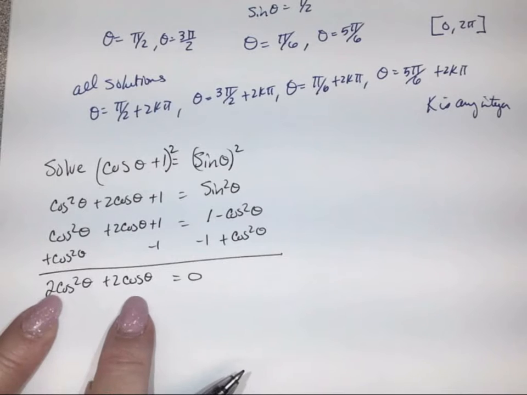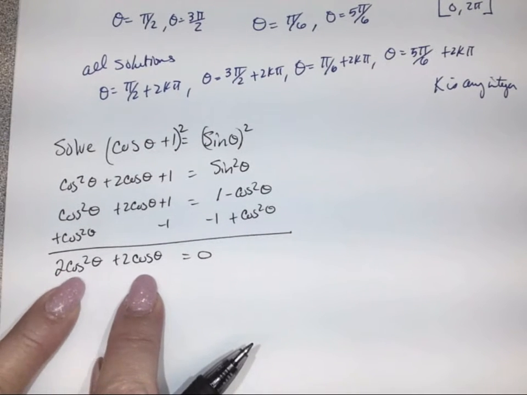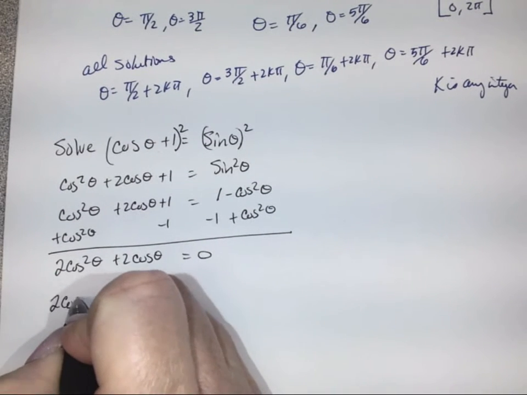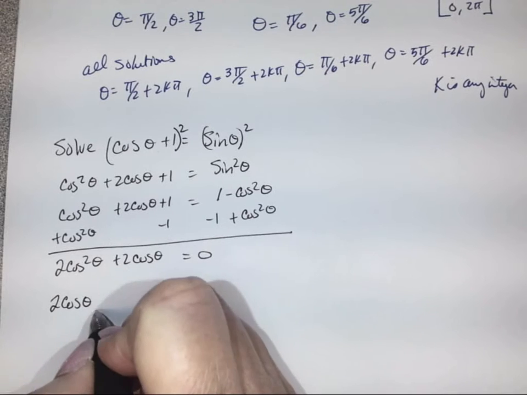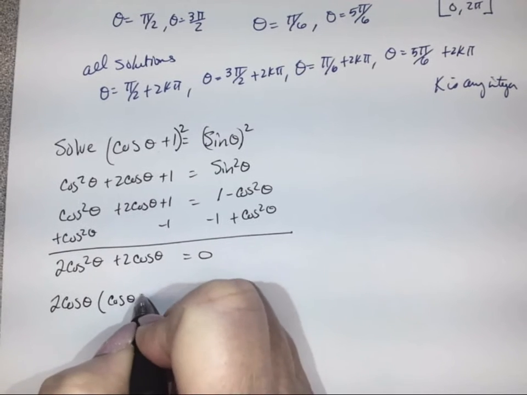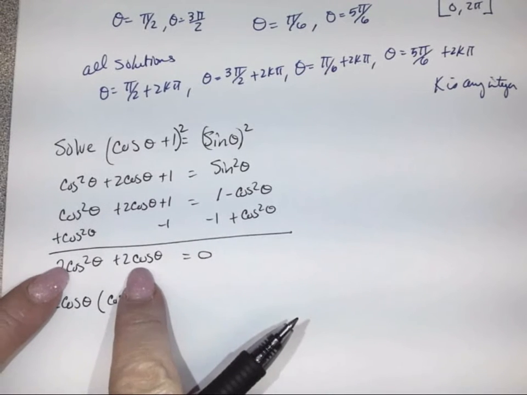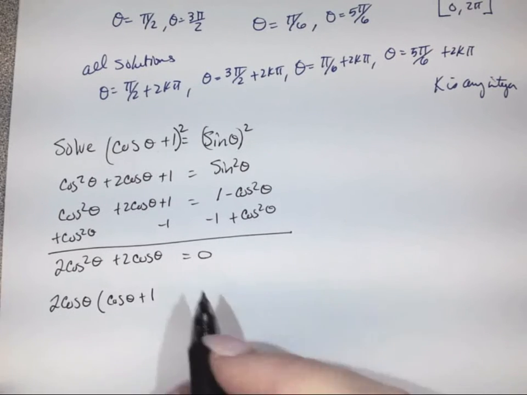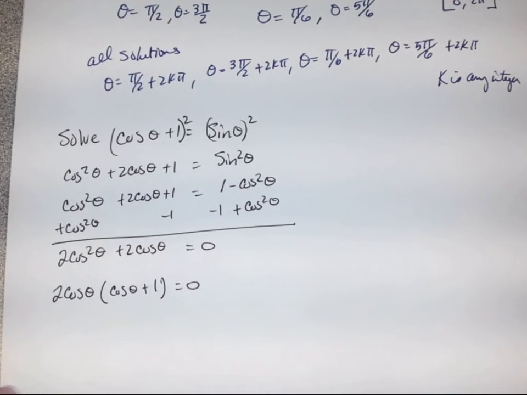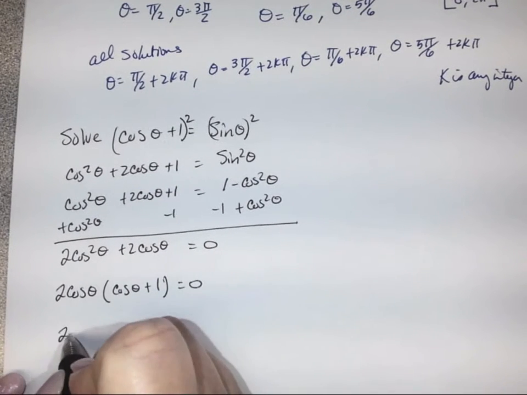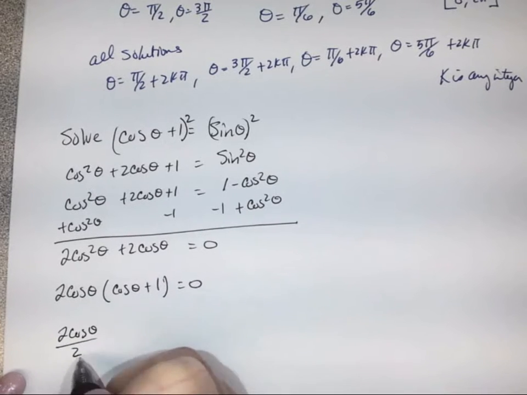So now I'm going to factor out a 2 and a cosine theta. So 2 cosine theta times cosine theta plus 1. So I just factored out 2 cosine theta out of each one is equal to 0. So now we have 2 cosine theta divided by 2.